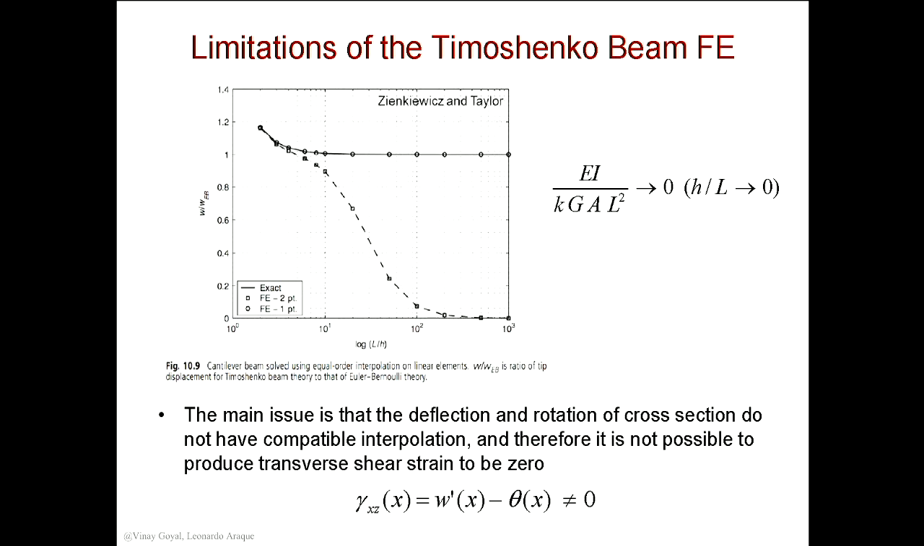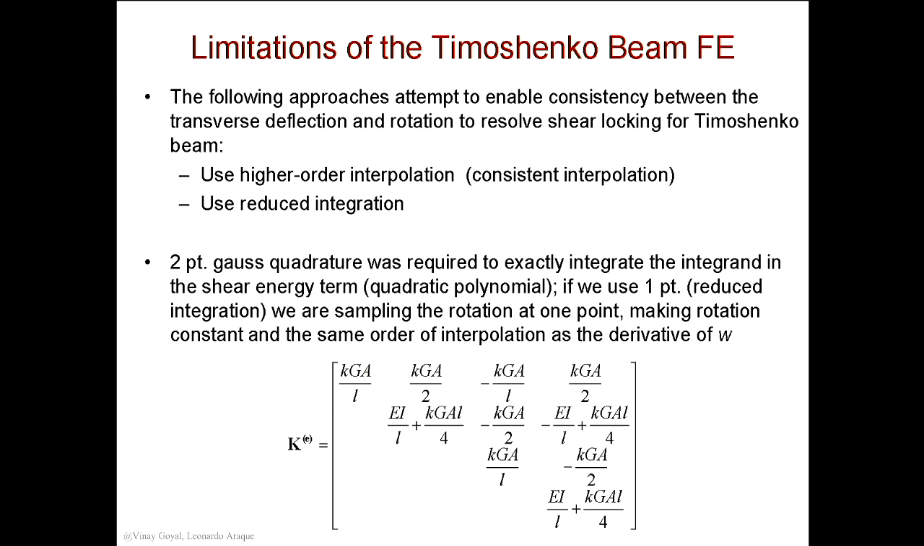And therefore, it is not possible, because of this inconsistency in interpolation between this here, which is linear, and this one, which is constant, because I chose linear for W, so derivative of W is constant. Constant plus linear does not allow me to get to zero. That's why that's happening. And this effect is called shear locking. I'm going to continue here, and I'll take your question towards the end. Shear locking is the behavior where the beam becomes too stiff.